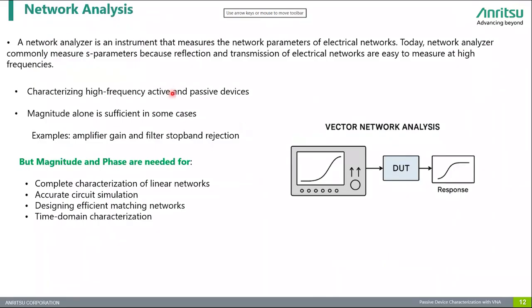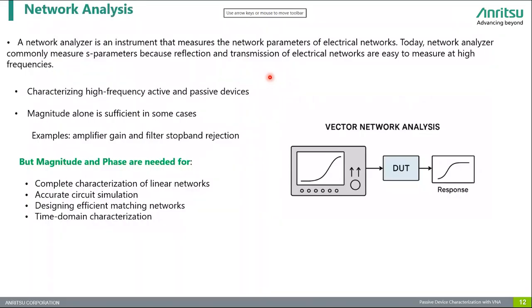This slide reinforces the role of a network analyzer, specifically a vector network analyzer, in characterizing electrical networks. Traditionally, network analyzers were used to measure various network parameters, but in modern RF and microwave applications, they are primarily used to measure S-parameters. This is because reflection and transmission characteristics are most relevant and easiest to measure at high frequencies.